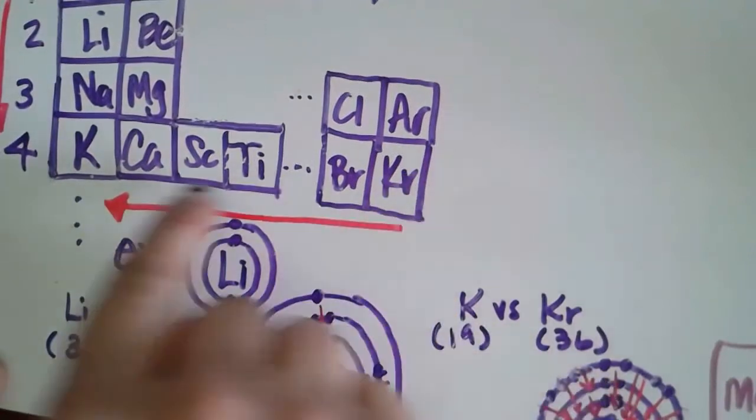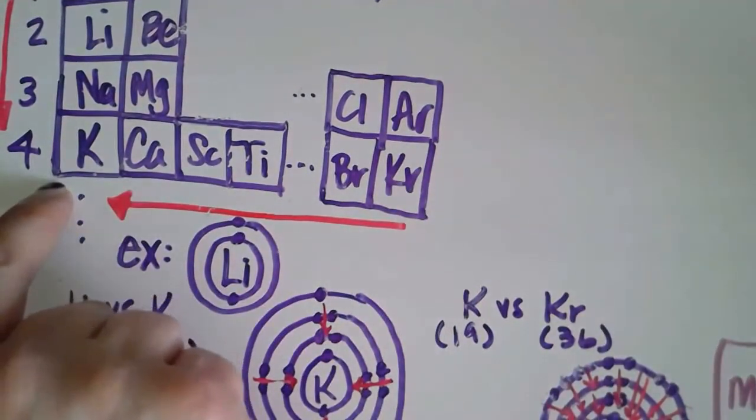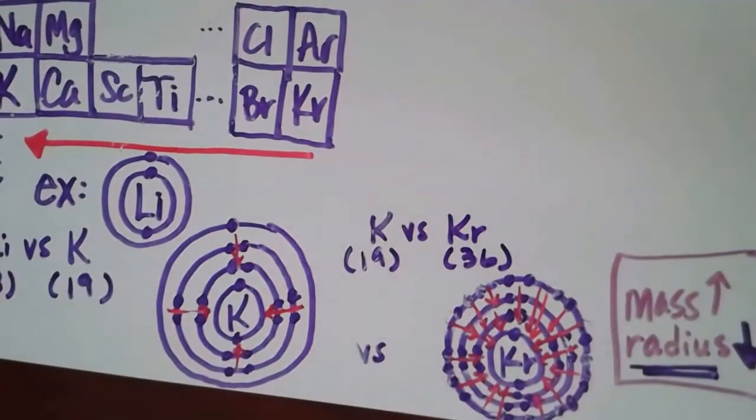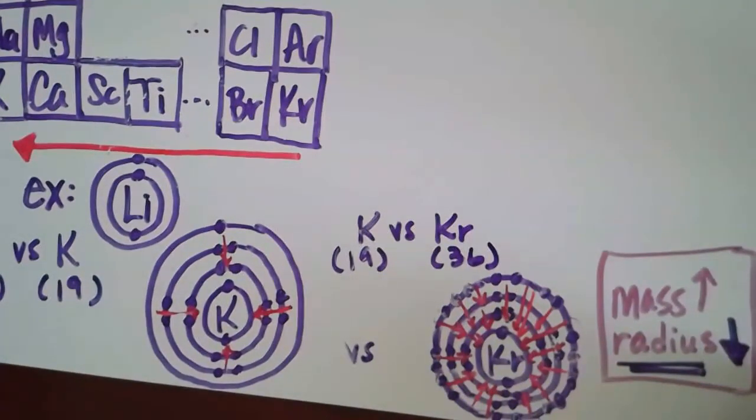As you go from krypton to potassium, the radius gets smaller because of the attractive forces. Okay, there's other words and other terminology. We're not going to get into that. That you get to do when you get to AP Chem.